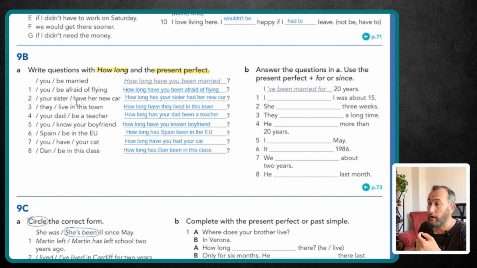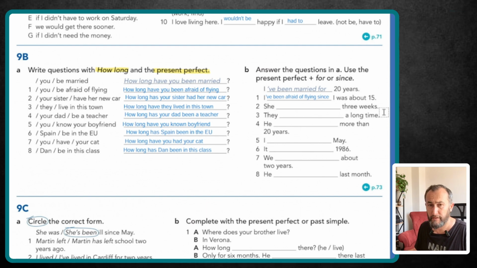Now, how long have you been afraid of flying? So I've been afraid of flying. No, I was about 15. That's not a period. That's a beginning point. So since. You see, guys? I've been afraid of flying since I was about 15.